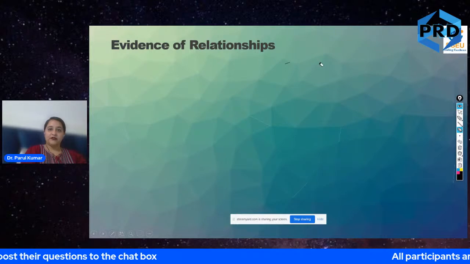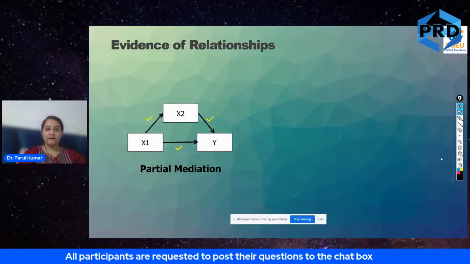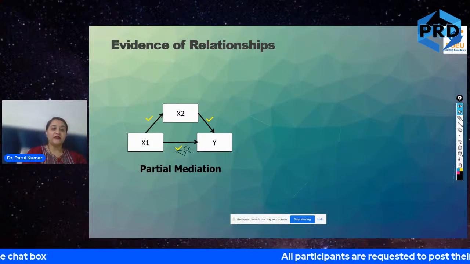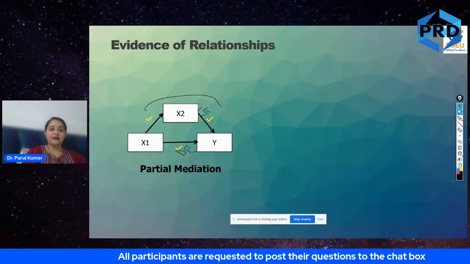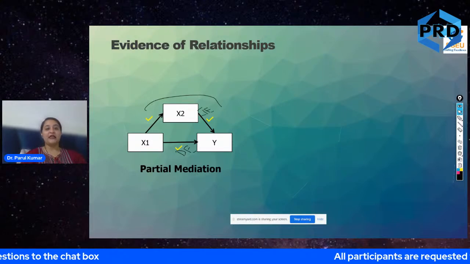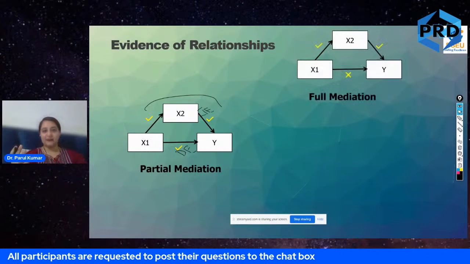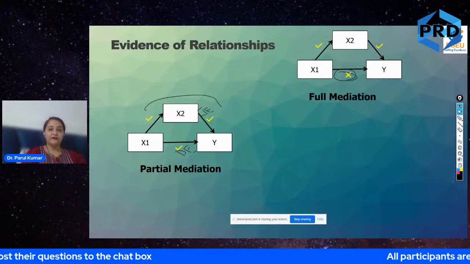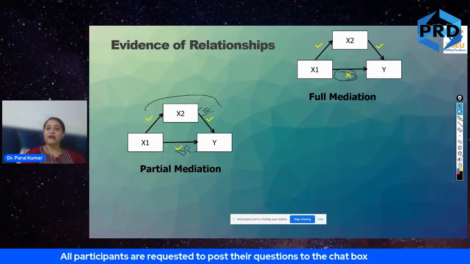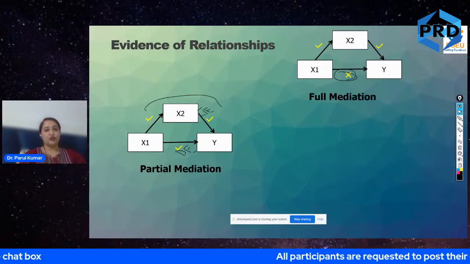Now how to assess whether the relationship exists or not? In partial mediation, your direct effect as well as the indirect effect are both significant. So this is the direct effect, and this is your indirect effect. When both of them are significant, we say there is a partial mediation. That means X2 is mediating the relationship, but X1 also directly explains some of the Y. Then comes full mediation. Full mediation is when your direct effect is insignificant and only the indirect effect is significant. So X1 is able to explain everything with respect to Y, with respect to the R square value, with the help of X2 and not directly.